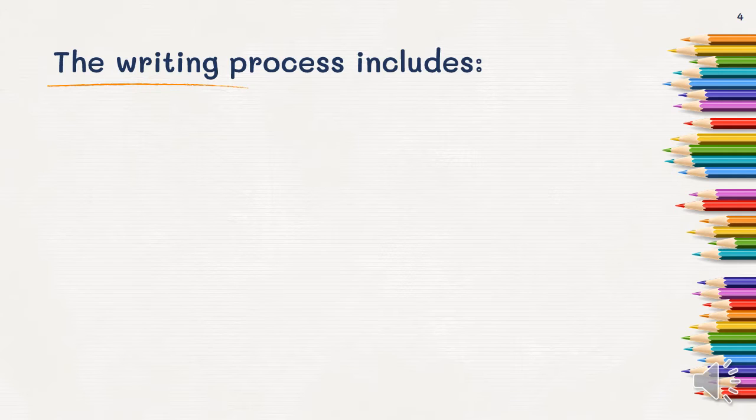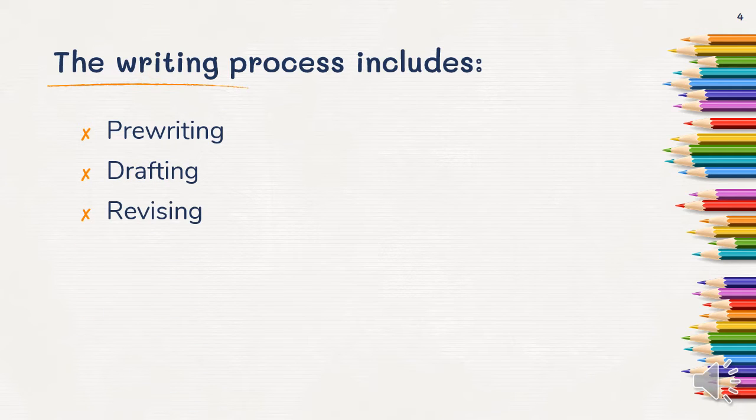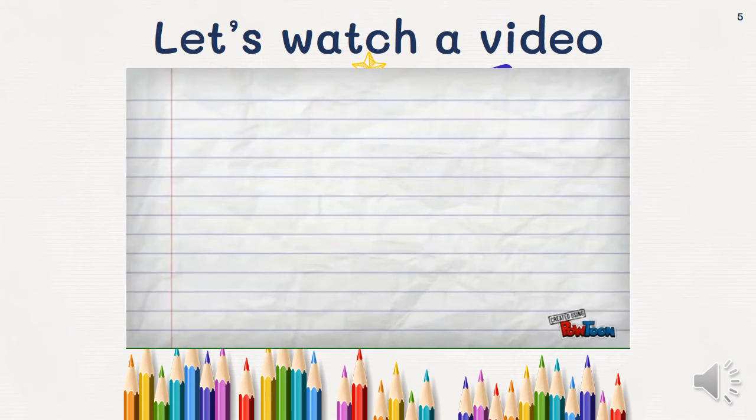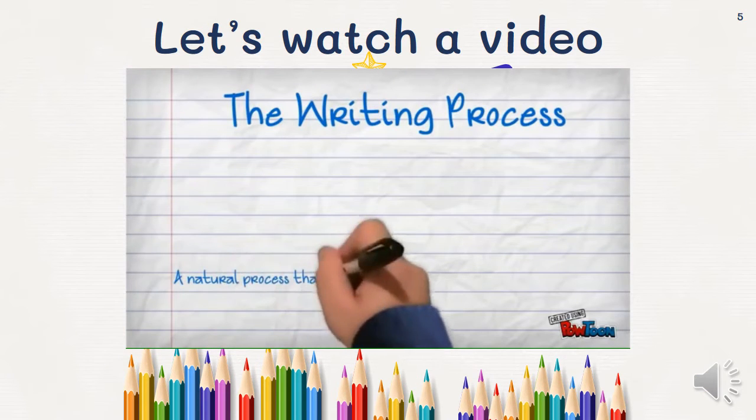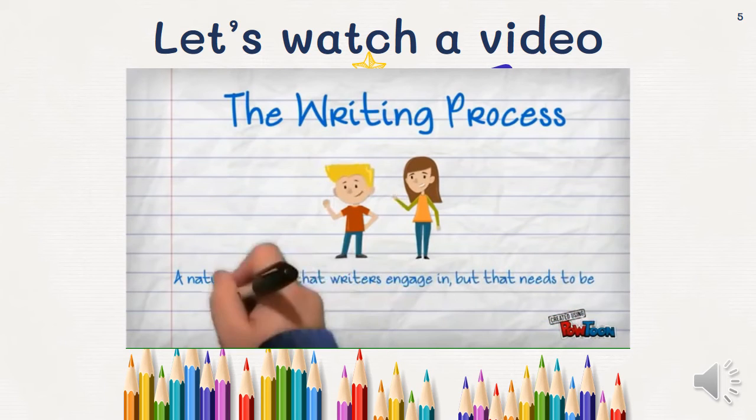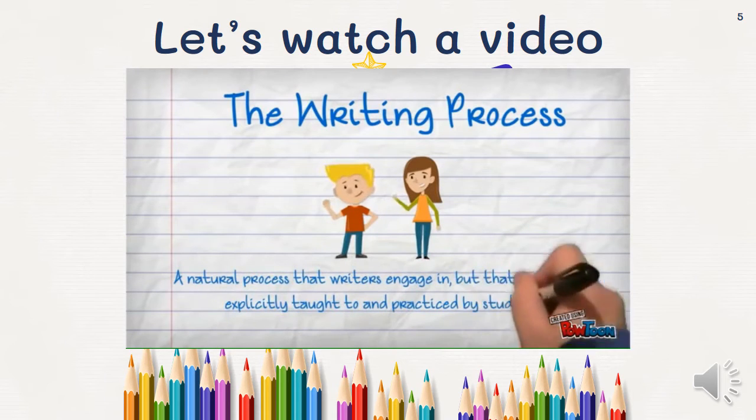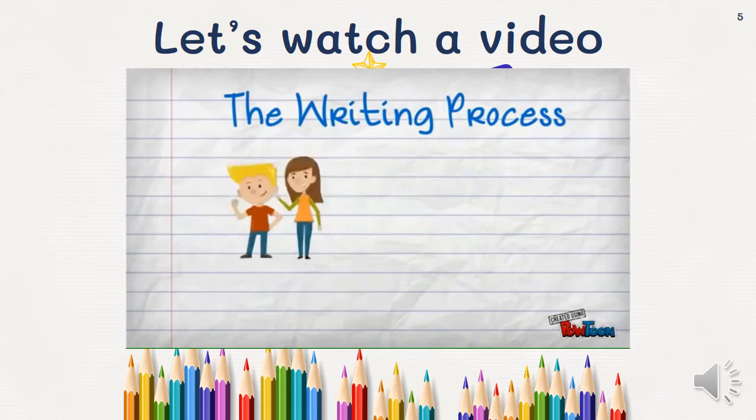The writing process includes pre-writing, drafting, revising, editing, publishing. Let's look at each step closely. First, let's watch this video. It explains the writing process and its steps.